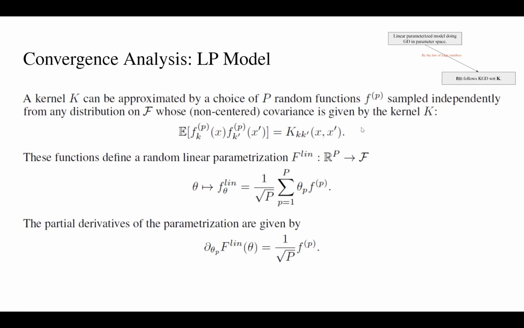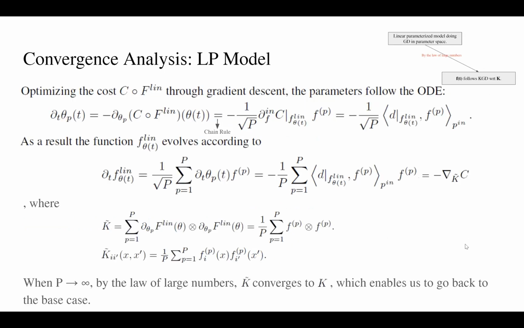And with these P randomly selected functions, we can define a random linear parameterization F linear. You can see it takes in the parameter theta and outputs a function. The way to do this is just a linear combination of the functions. And the partial derivatives of the parameterization are given by this equation here, which is quite obvious.